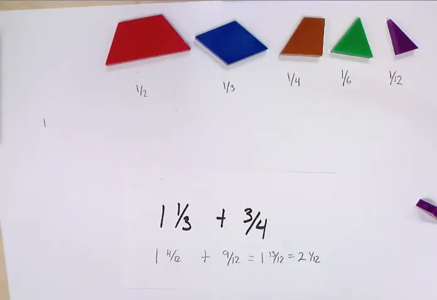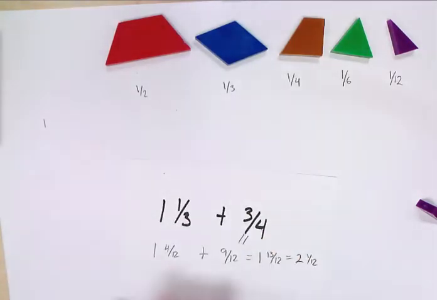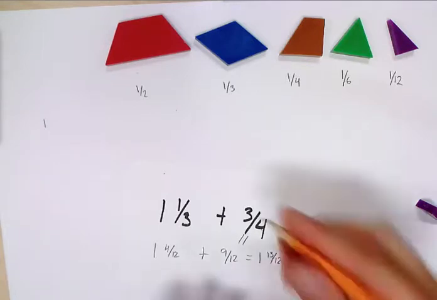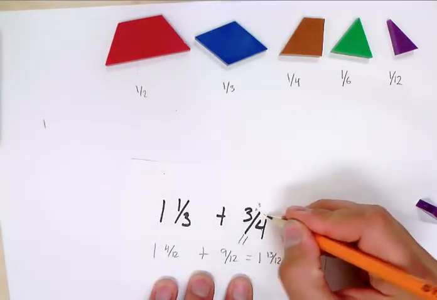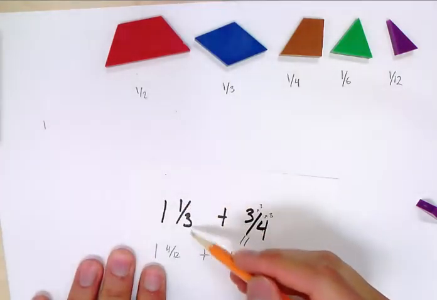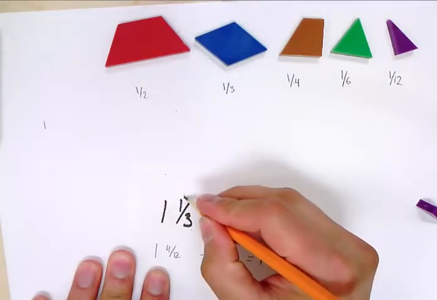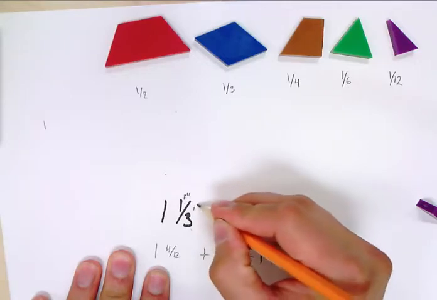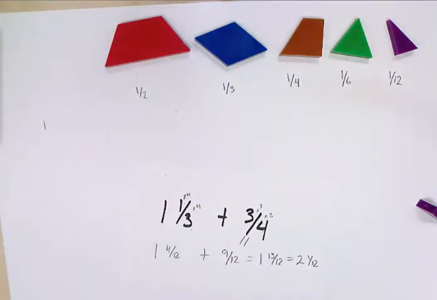So in order to do that, this fraction here is actually equivalent to 9/12, right? All we do is we multiply this by 3, multiply this by 3, and we get 9/12. We're keeping the ratio the same. This fraction here is the same as 4/12. We multiply this by 4, multiply this by 4, and we get 9/12 and 4/12.